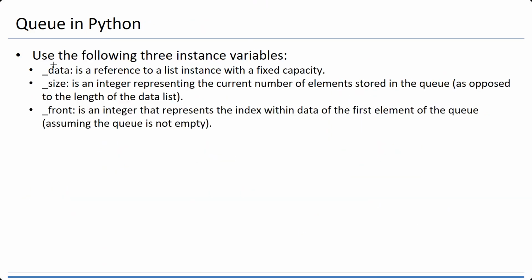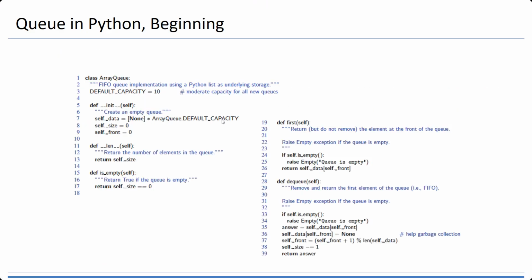Now we will take a look at the Q. So we also have the data with underbar. It is to check with the fixed capacity and the size. We want to know how many items the Q already has until now, and then front. So it is the index to represent the location of the current front. This is the array Q. Okay, so let's just check with the code.